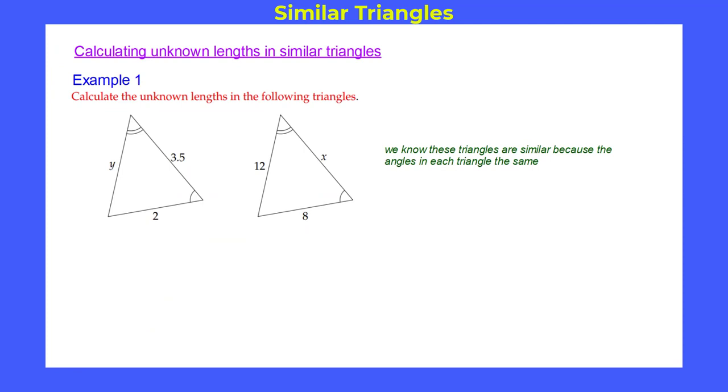So how can we use similarity to find unknown lengths in similar triangles? Well, first of all, we have to prove that the triangles are similar. To do that, we have to show that the angles are all the same. And if you look here, my angles in each triangle are the same. I've got an angle with no marking on it in each triangle, an angle with 1 marking, which indicates that they're the same size as each other, an angle with 2 markings, which indicate they're the same size as each other. So these two are similar triangles.